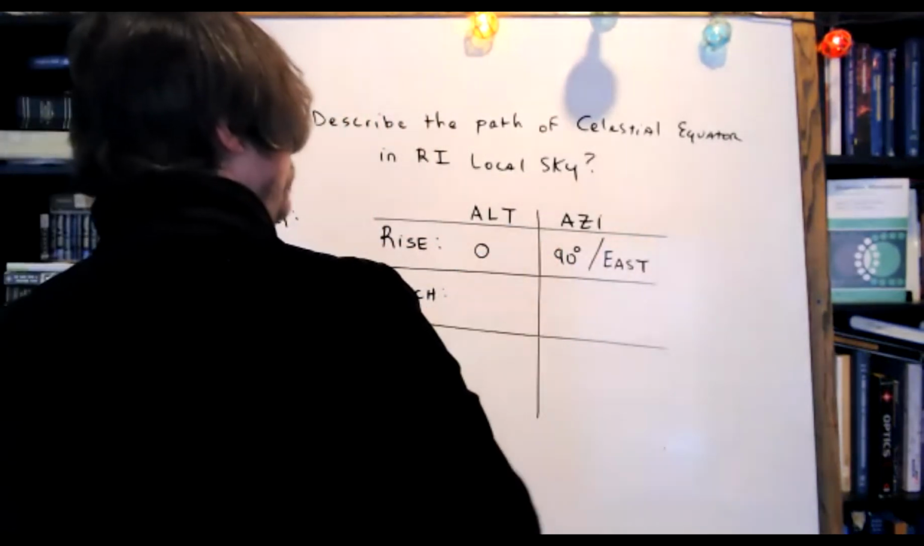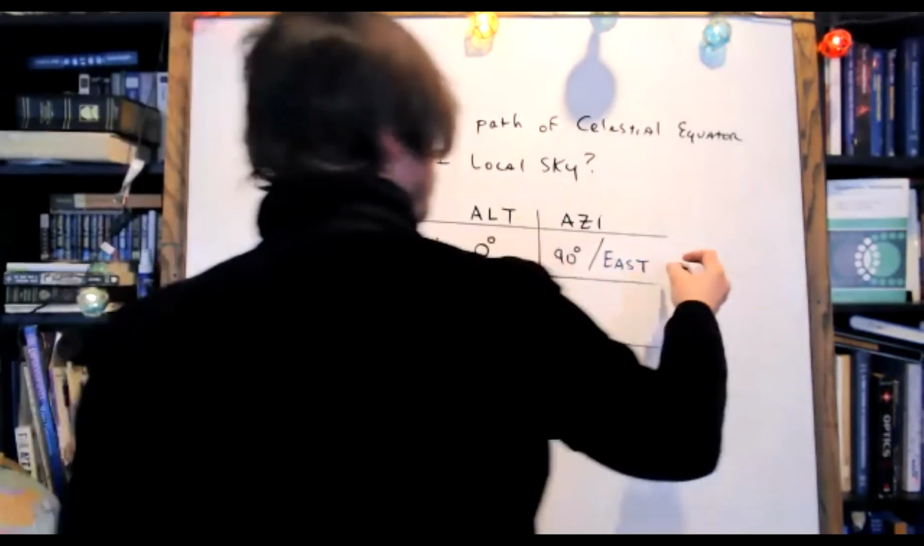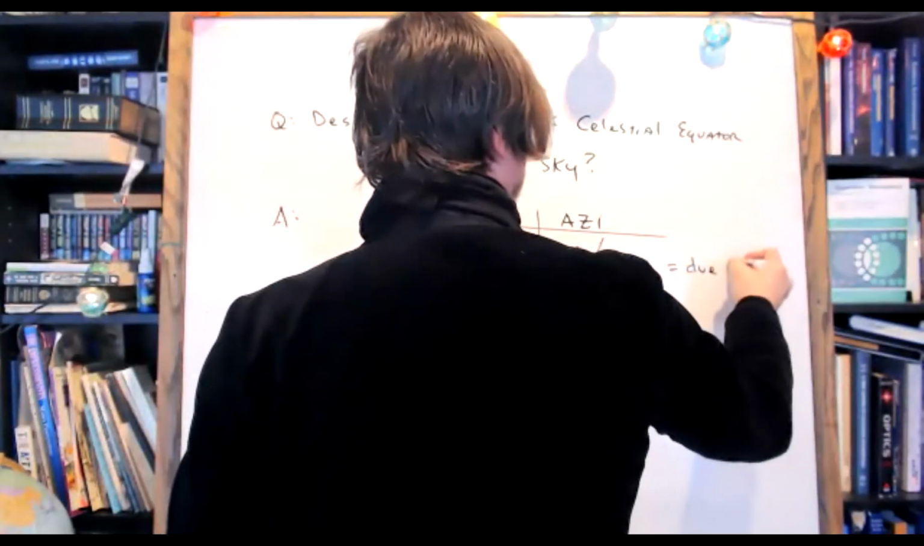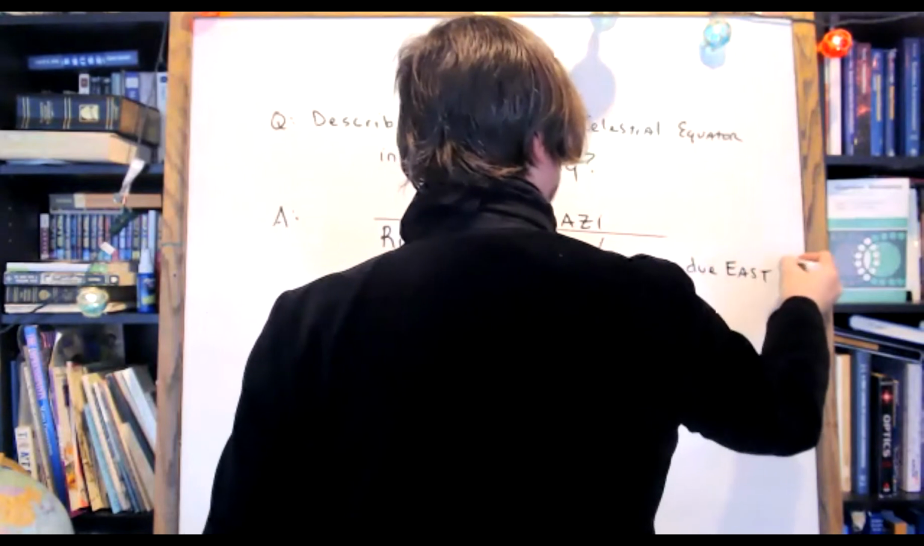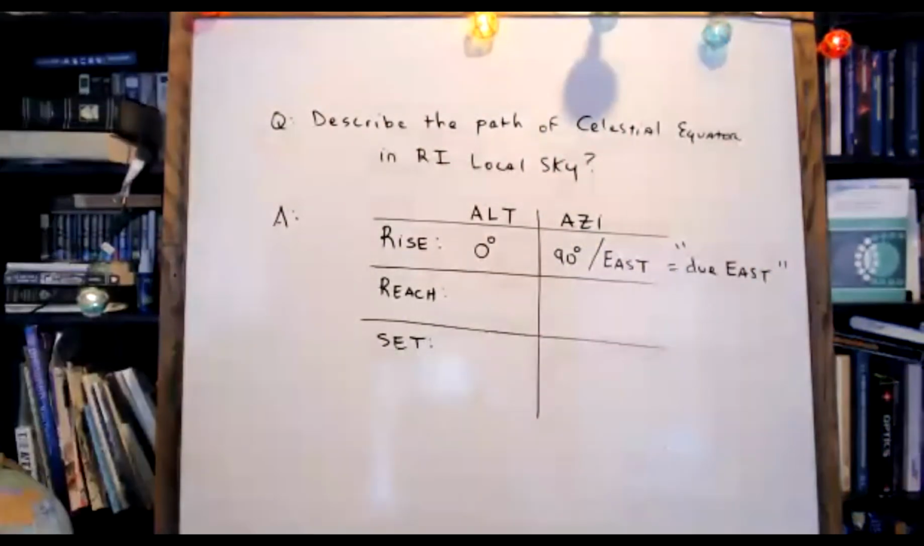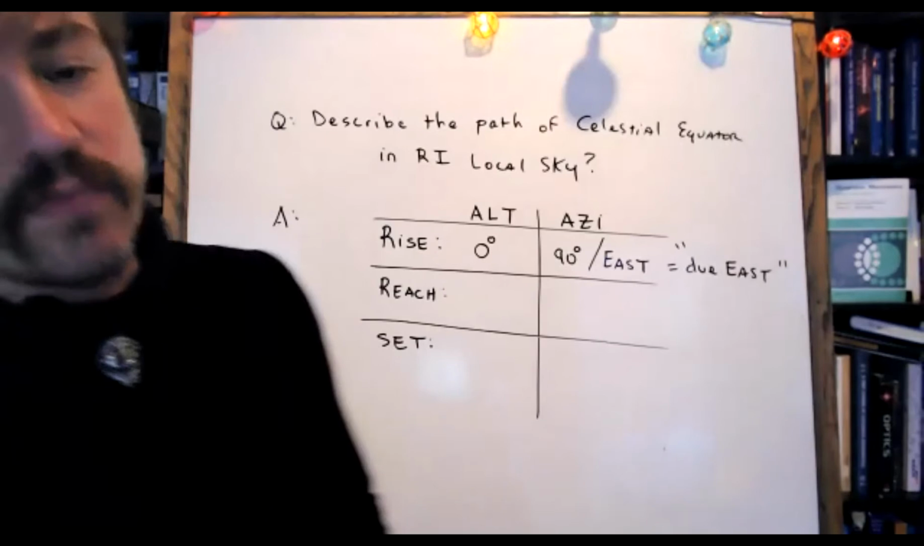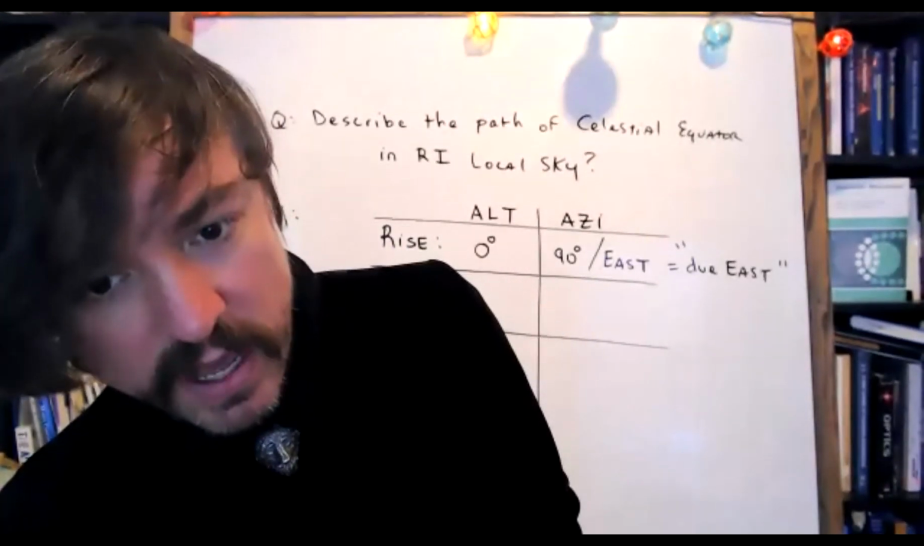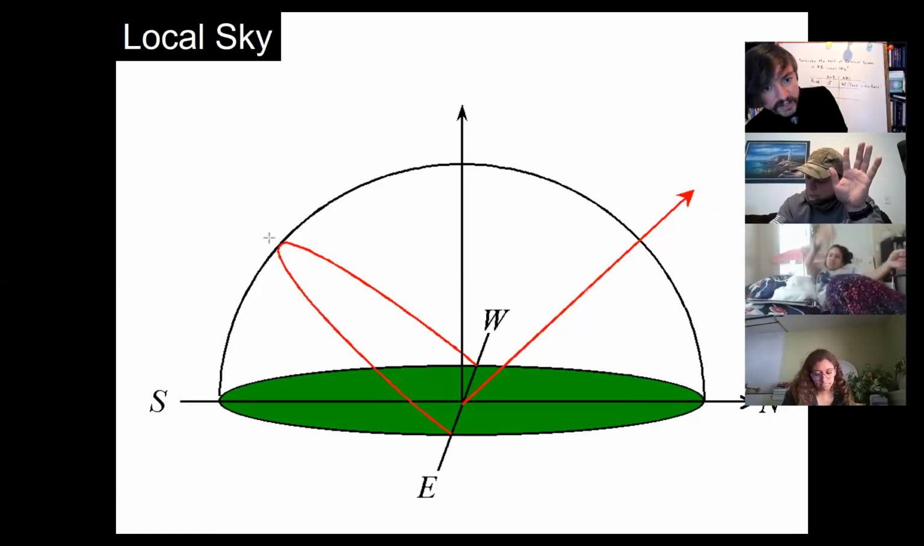By the way, 0 degrees east is the same as saying due east because it's on the horizon. Okay, now let's try the reach point. I want to try to get the altitude and the azimuth of the reach point, and the reach point is here.